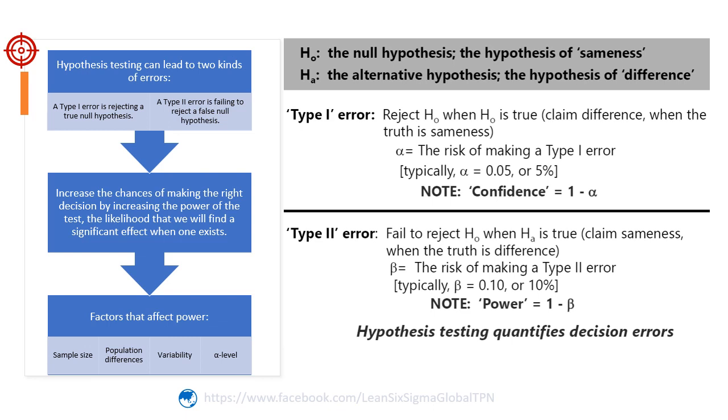Let's review. Sampling can lead to two kinds of errors when we conduct a hypothesis test: type 1 and type 2 errors. A type 1 error is rejecting a true null hypothesis. A type 2 error is failing to reject a false null hypothesis. We can increase our chances of making the right decision by increasing the power of our test. Power is the likelihood that we will find a significant effect when one exists. The factors that affect the power are sample size, population differences, variability, and alpha level.